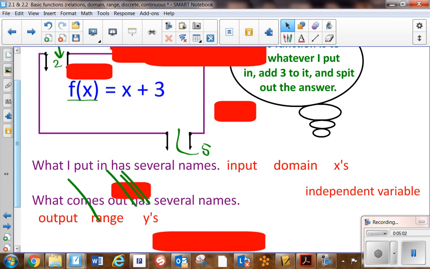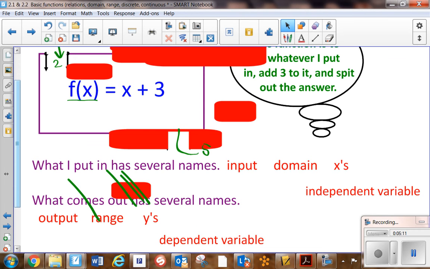And then, as I said before, the independent variable goes in, and then out comes the dependent. It's very dependent. Every time that x changes, the y changes too.